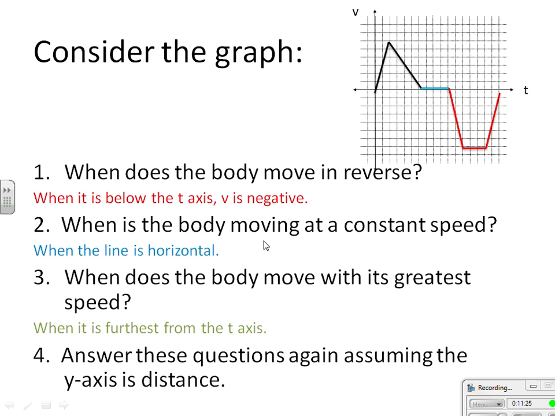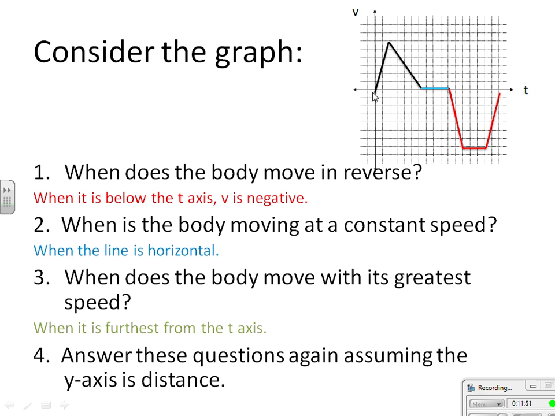Okay, when is the body moving with a constant speed? So again, if we're looking at the y-axis as being our distance, then speed we know is the derivative of distance, and derivative means slope. So we're looking for a constant slope, meaning a line segment. So basically all these parts are going to be constant speeds.